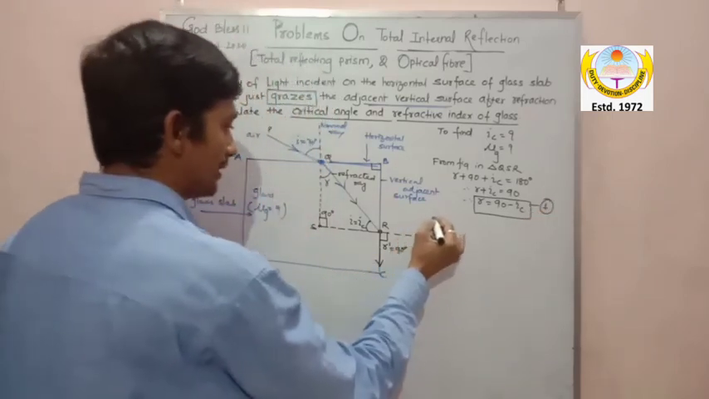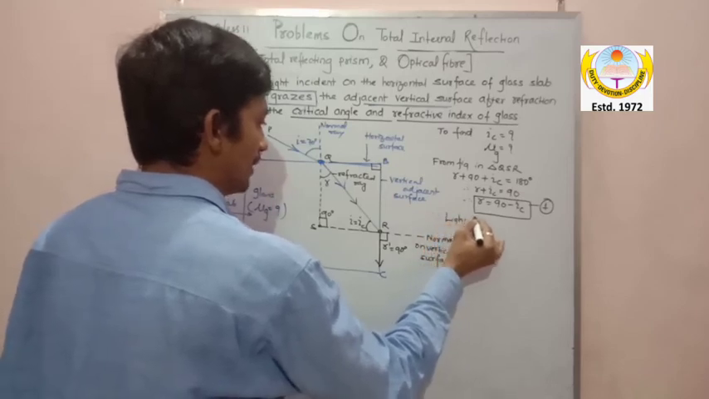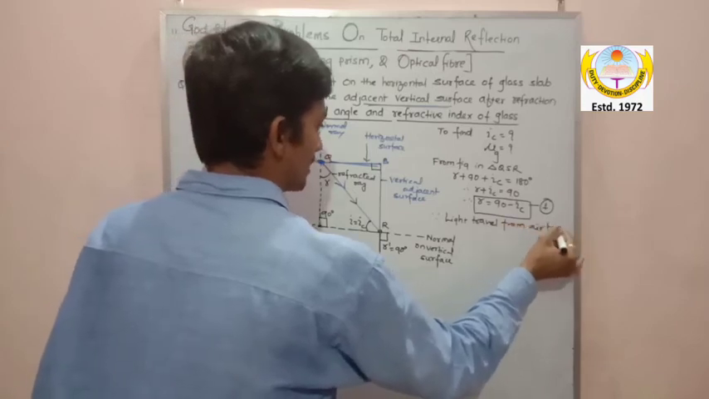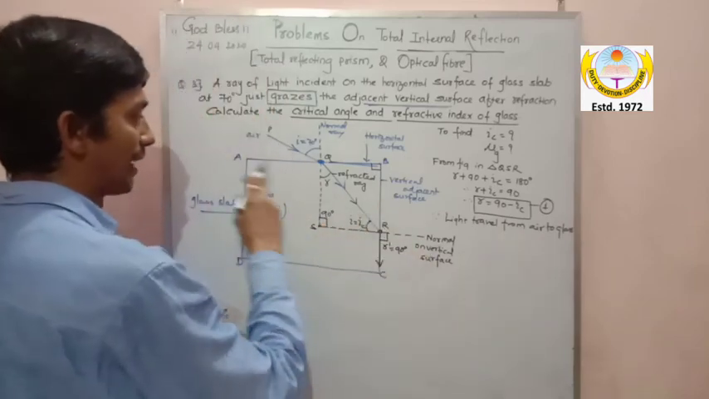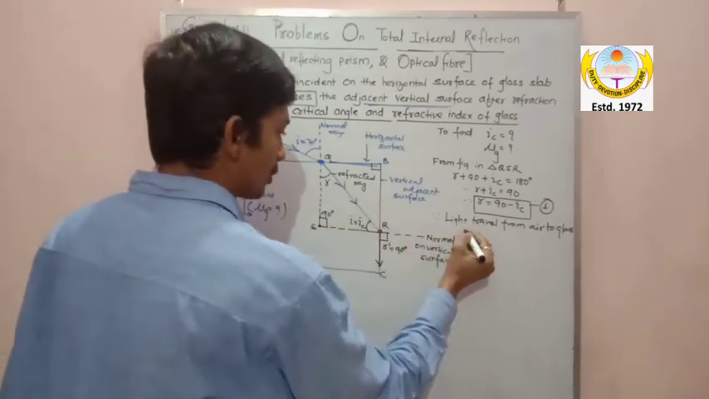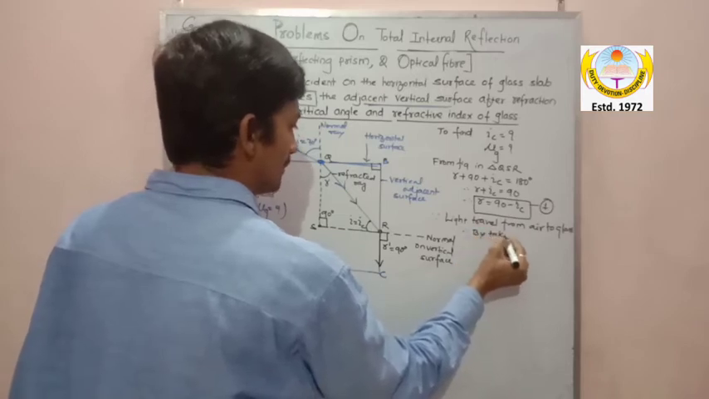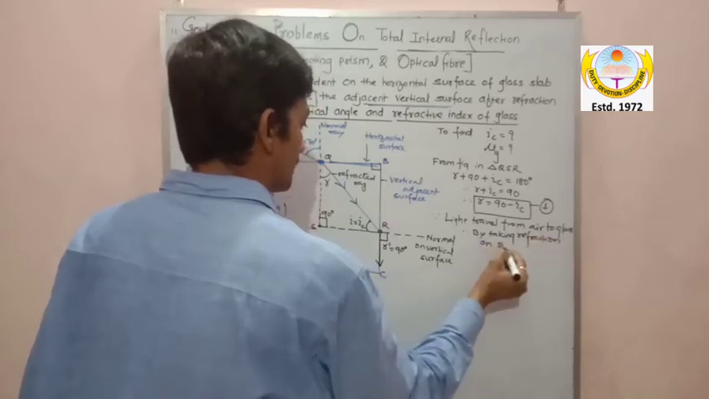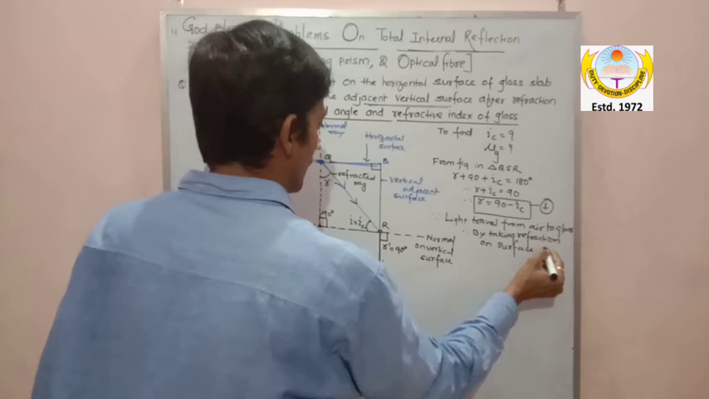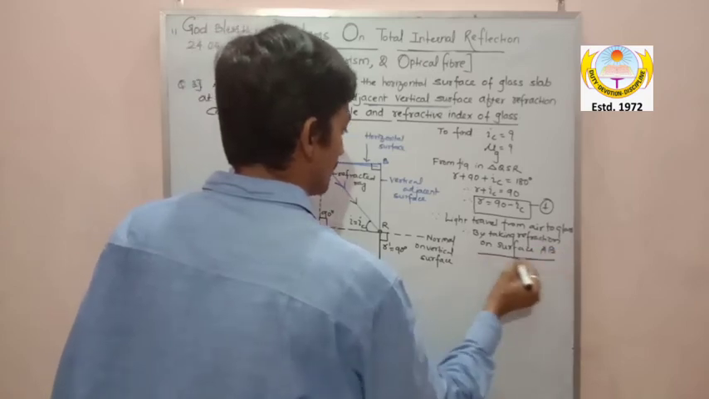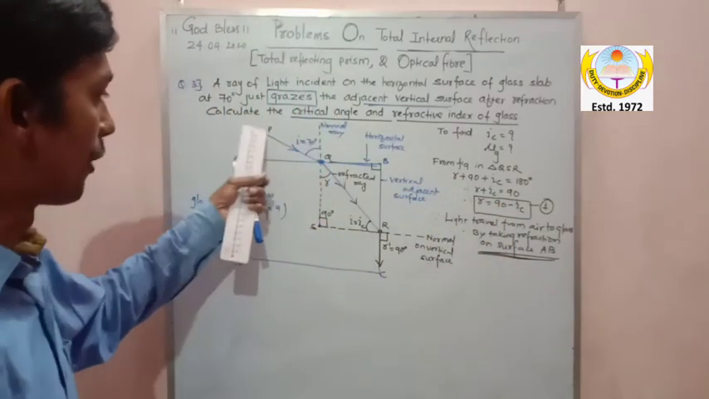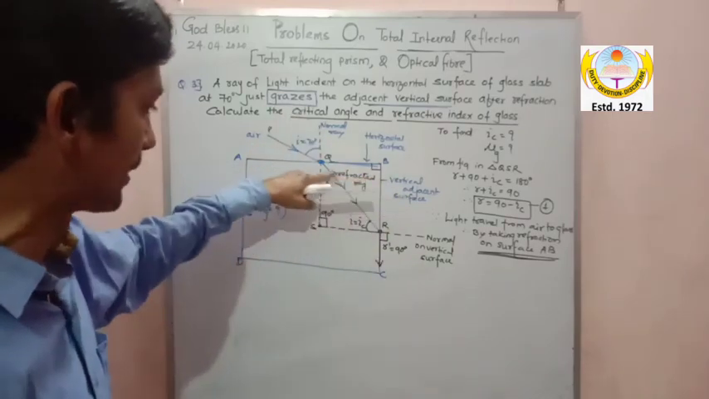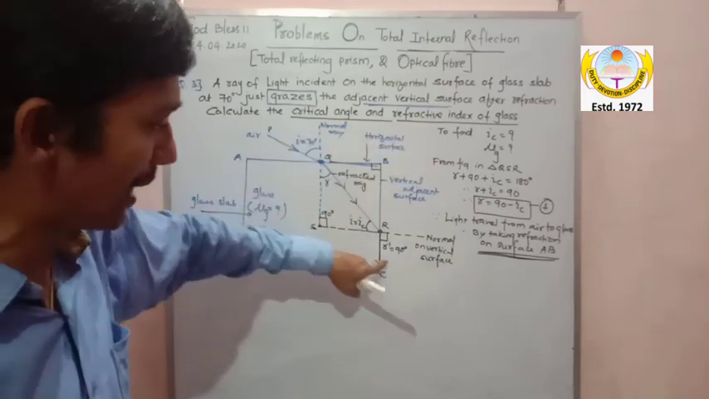Now my dear, you can see since light travels from air to glass, by taking refraction on surface AB, because there are two refractions that take place: on the horizontal surface the refraction takes place, and on the vertical surface the refraction of 90 degrees takes place.